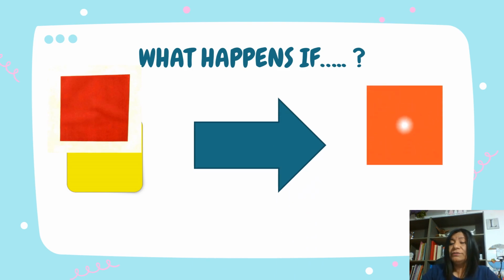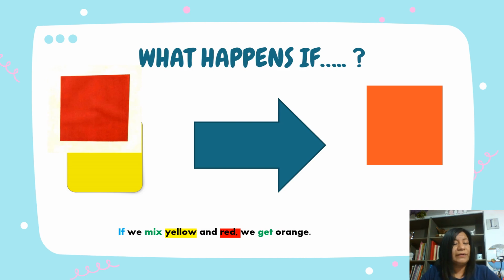We are going to get the orange color. So we are going to do it in zero conditional. Remember, always we have to use if, present tense, and the present tense. Look at this. If we mix yellow and red, we get orange. Okay? And remember that we have the comma here in the middle of the sentence. So if we mix yellow and red, we get orange. It's a cause, so it's going to be an effect.